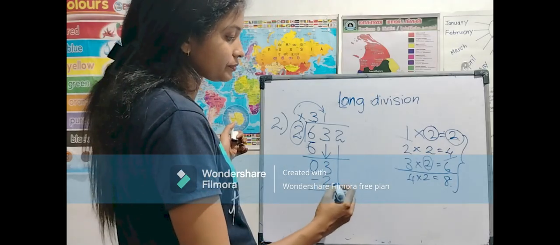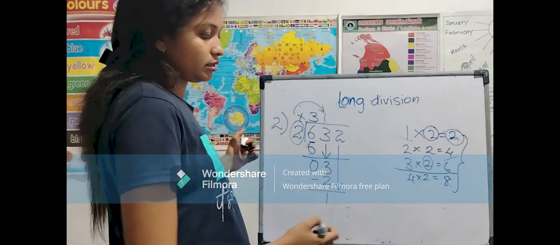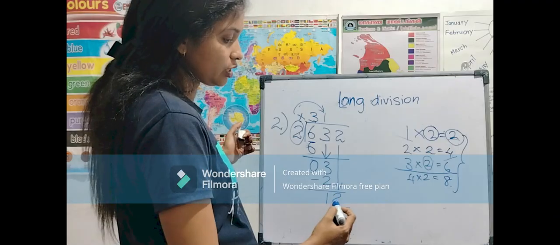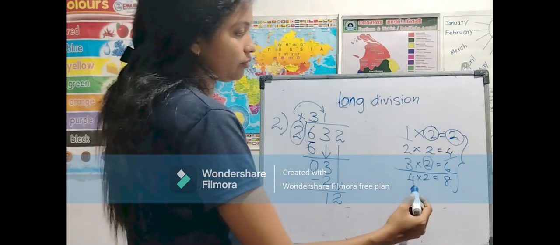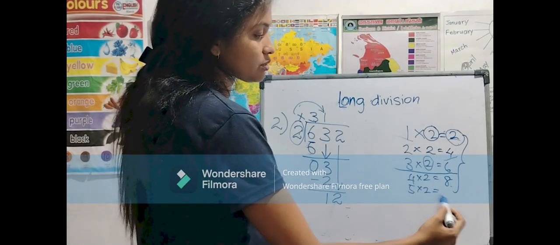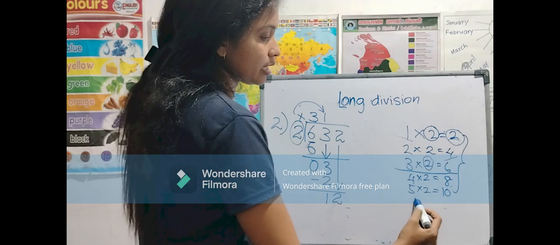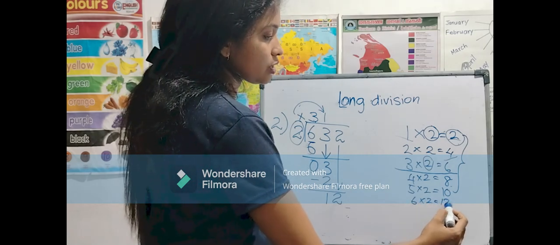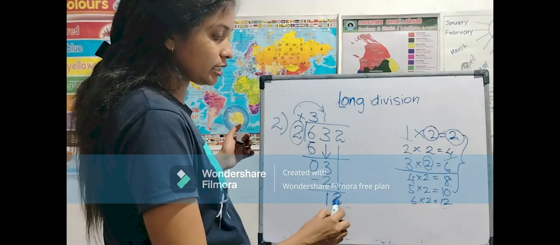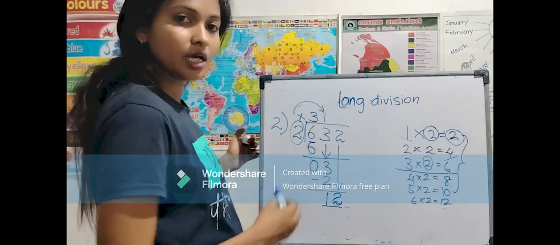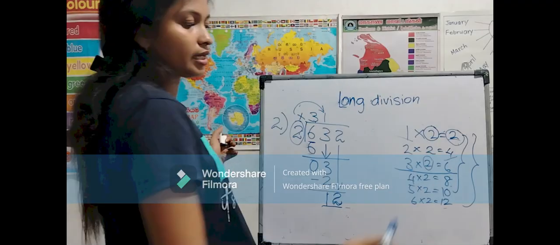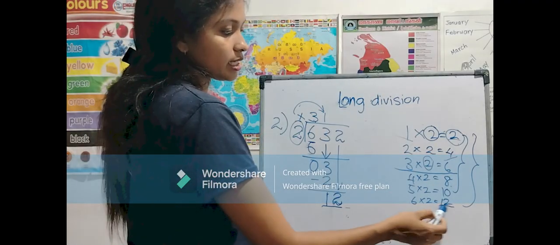Then there is 1 remaining and you want to take this 2 down below. Then 12. Then what? 5 times 2 is equal to 10. 6 times 2 is equal to 12. Then here we need to consider this whole number 12. Okay? Can you see number 12 in here? Yes. Okay. This is the answer.